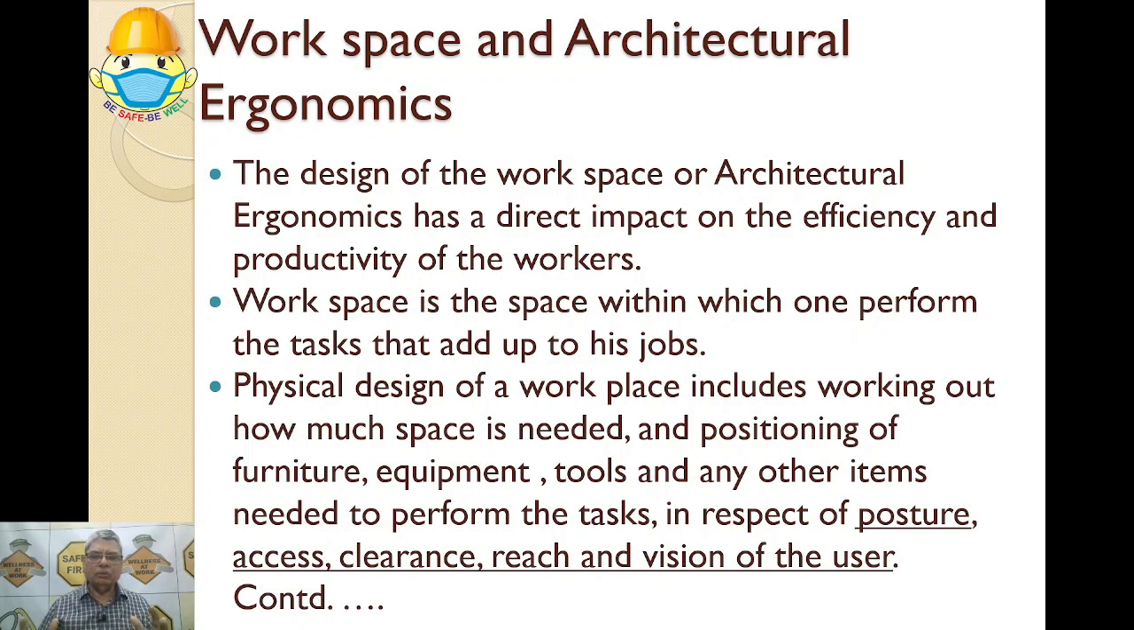Whatever furniture is required, how to position the furniture, equipment, tools and any other items needed to perform the task. In respect of the posture of the person who is doing the job, the access to the different things, means different parts he is assembling, there has to be certain clearance, then there has to be proper reach. Everything should be within the reach and within the vision of the user. If you are doing a certain assembly job on a table, sitting on a chair, the height of the table and the height of the chair should be such that you can sit comfortably on that chair, and the table height is such that it is not awkward for you to work, it is easy for you to work.